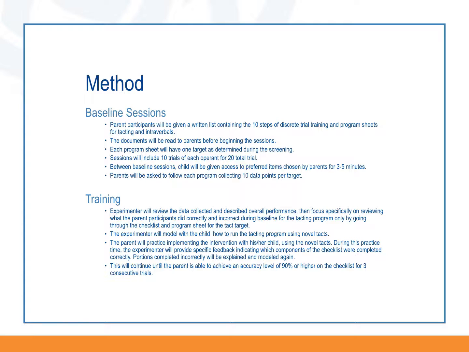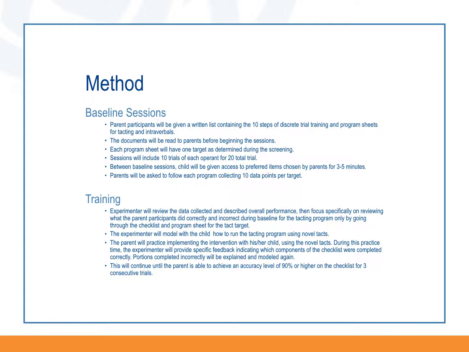The training will consist of reviewing the data and describing overall performance, and then looking specifically at what the parents did correctly and what they did incorrectly, going through that checklist. The experimenter will then model with the child how to run it, and we'll use novel targets so that it doesn't interfere with the data collection. And then the parent will practice implementing with their child with the novel targets. During this practice, the experimenter will provide specific feedback on the components. We will keep doing this rehearsal and feedback until they're able to reach treatment fidelity of 90% on the checklist for 3 consecutive trials.